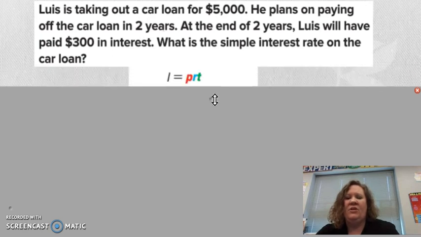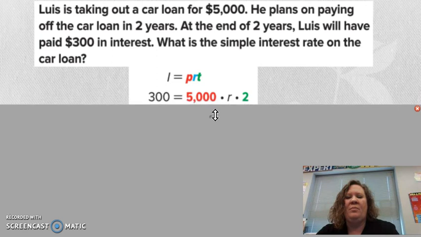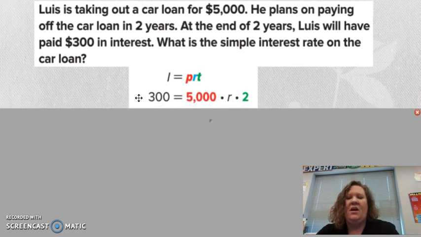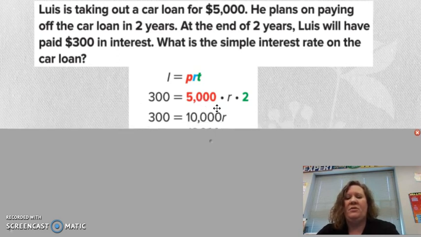We are still going to use the simple interest formula, I is equal to P times R times T. However, we're going to plug in our numbers a little differently. I have my interest, I have my principal, and I have my time. I do not have the rate. What we are going to do first is multiply the two numbers that we have together on the same side. 5,000 times 2 will give us 10,000 times R, we just put the R at the end. And our simple interest, we have done nothing with that yet.